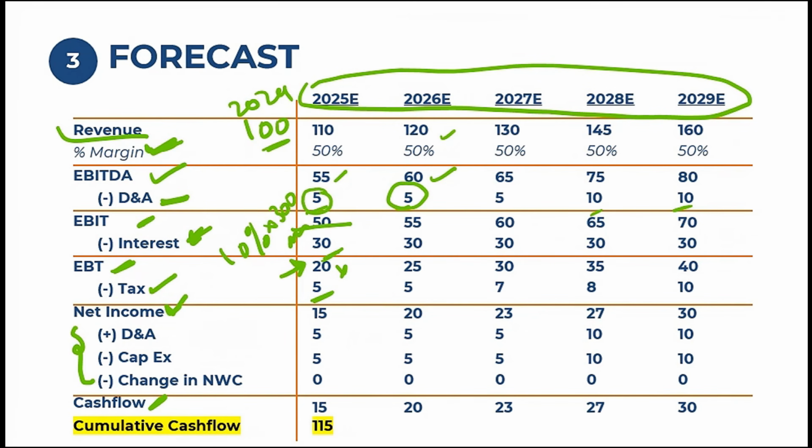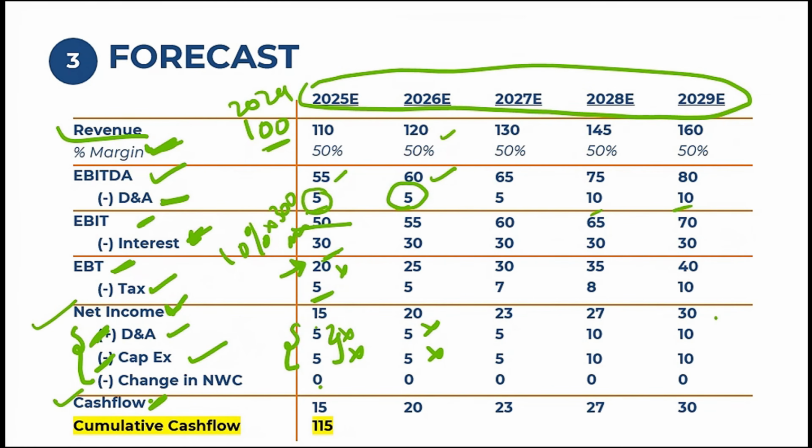Again, if you notice, I have done some round off, which is totally acceptable. So 15, 20, 23, 27 and 30. Now, to find out free cash flow, you have to adjust for D&A and capex. And if you notice, you were given D&A as 5% of revenue and capital expenditure also as 5% of revenue. So they both cancel out each other. This is plus D&A and this is minus capital expenditure. So they are cancelling out each other. Then change in net working capital, which was 0 because there was no net working capital in the assumption. So your net income is ultimately your cash flow.